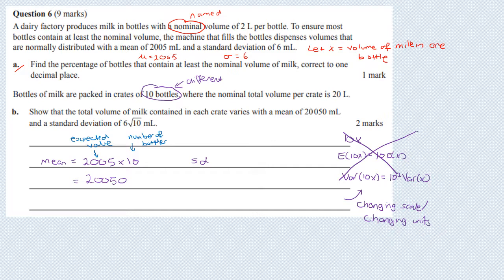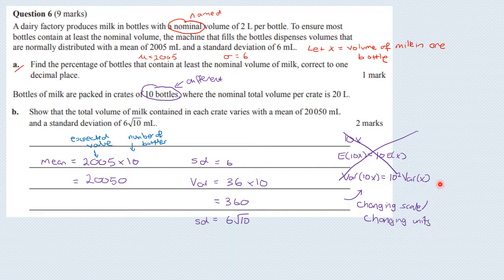So we take our standard deviation, which we had initially was 6. If we convert this to variance, the variance of one bottle is 36. Each bottle has this same variance, but we've got 10 of them. Each 10 will vary by 36 milliliters, so we multiply by 10. Each bottle varies by 10, so we get 360, which will give us the standard deviation we were looking for of 6 square root 10.